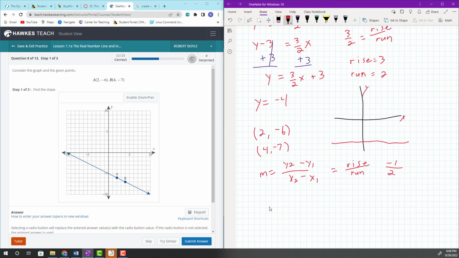If you don't like doing it that way, you can do it algebraically or numerically, and that would be y2, I'm going to call this y2, which would be -7, minus y1, which would be -6, divided by x2, which is 4, minus x1, which is 2. All right, that's going to be -7 plus 6, divided by 2, which once again is -1/2.